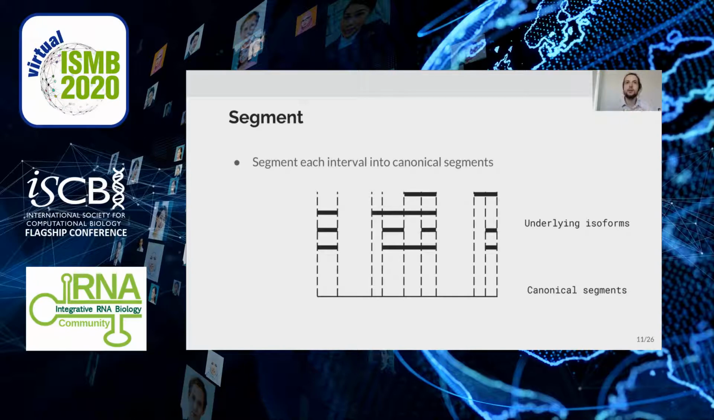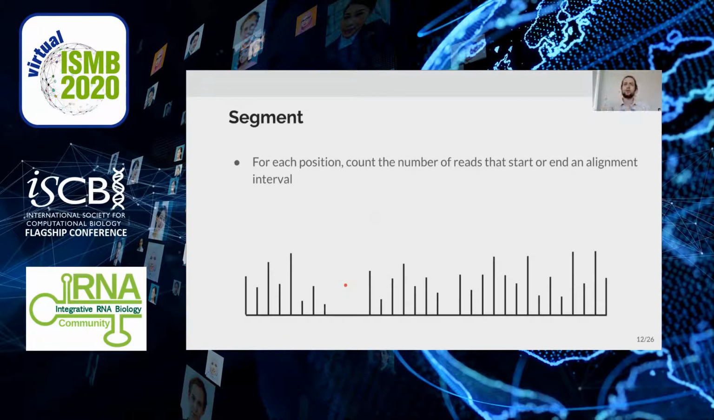So the next step is segmentation. Here the goal is to segment each interval into canonical segments. What do we mean by canonical segments exactly? Well, assume that you have a set of underlying isoforms, as you see here. The canonical segments need to be able to represent any isoform by just the presence or absence of each of these segments. So in a way, it is the union of all of the exon boundaries of your isoform set. So how do we do this from the reads without reliance on the annotation?